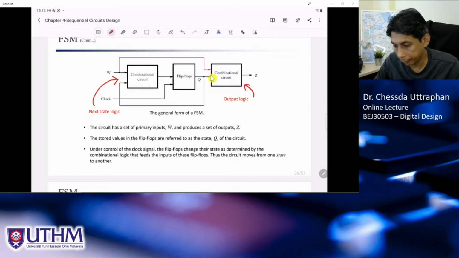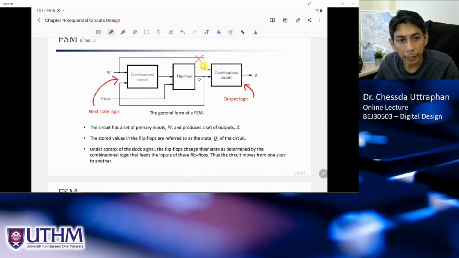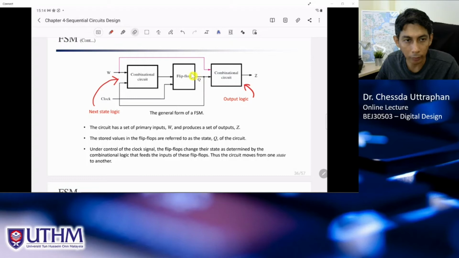In theory, for the Moore finite state machine, if we don't have this line, it means that the output logic only depends on the state, or the output of the flip-flops. So if we remove this line, the output Z will only depend on this wire. But if we have this line, this combinational circuit depends on the output from the flip-flop and also on the input here. So that is the theory of the difference between the Mealy type and the Moore type state machine.